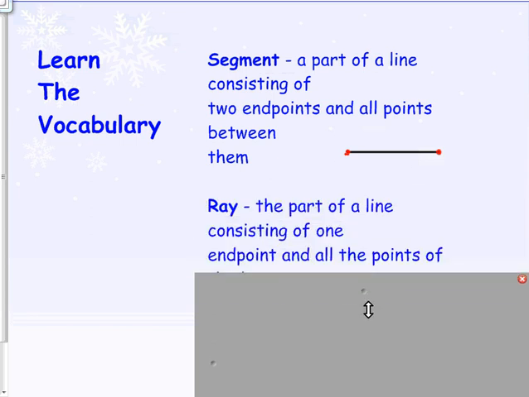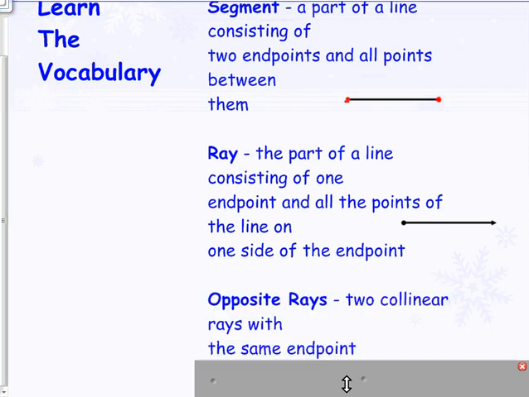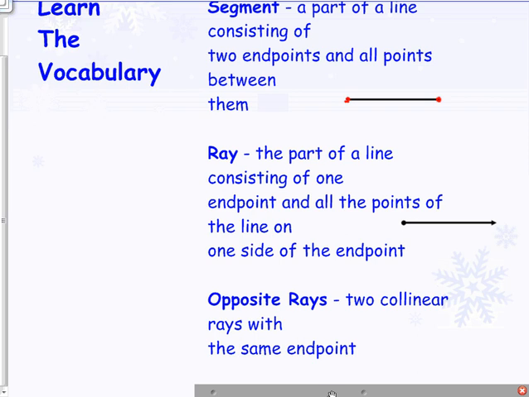The next one is a ray. A ray is the part of a line consisting of one endpoint and all the points of the line on one side of the endpoint. So for example, that would be a ray. Okay, so we have 1 point on there, and then this side goes on and on and on forever. Another one of our vocab words is opposite rays. Opposite rays are two collinear rays with the same endpoint.